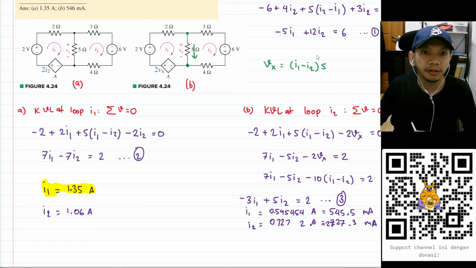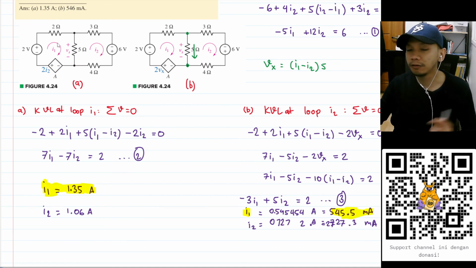Yeah, so the answer for problem B is this I1 will be this value here, which is more or less the same as the answer key. And hopefully this will help you to solve the problem.